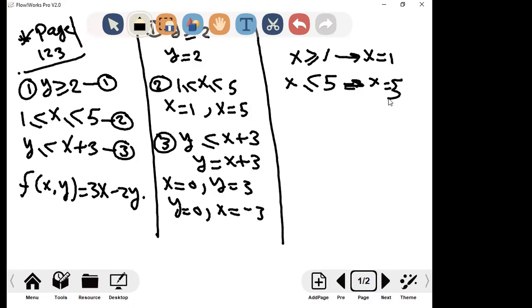Now let's graph inequality 1 up there. It is y equals 2, and we have all of them with equal signs, which means all of them are continuous lines, no dotted lines. So let's graph y equals 2.